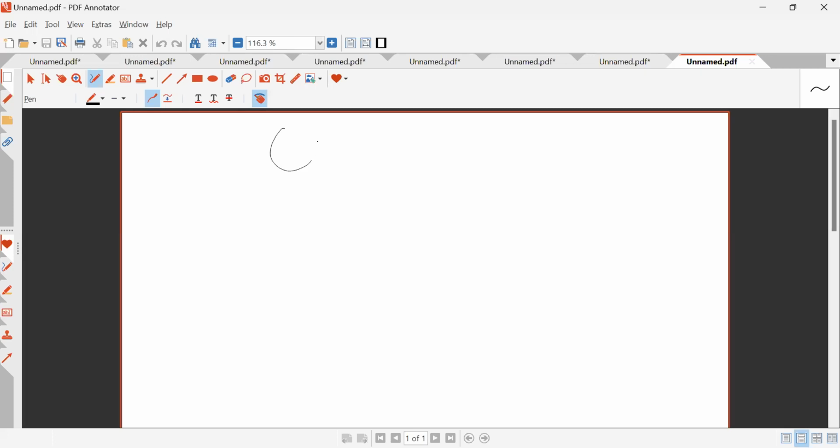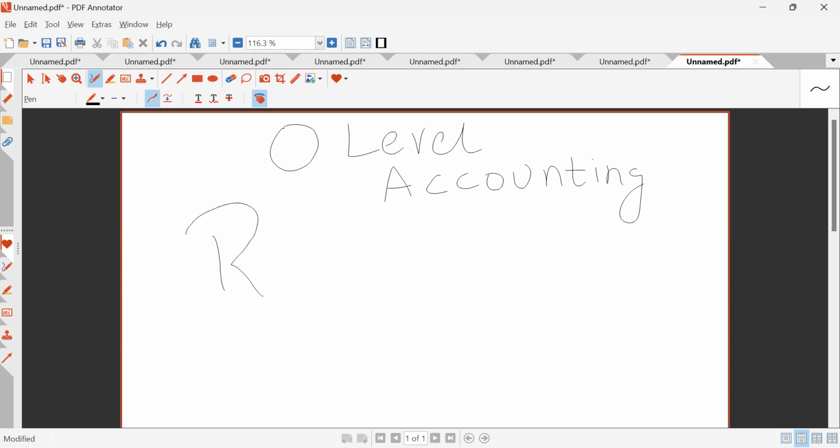O level accounting. We are going to discuss ratios. So what are ratios, beta? Ratios just provide a relationship between two variables. In accounting, we calculate various ratios.